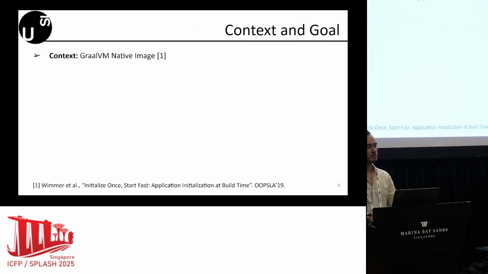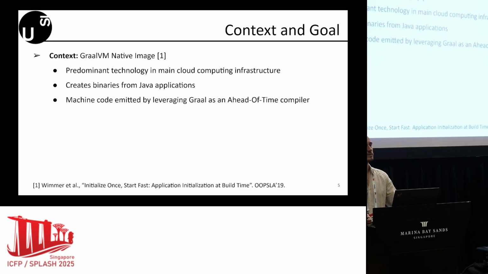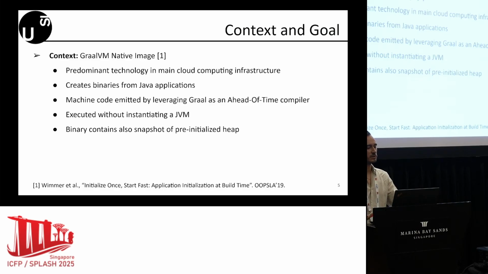In our work, we focus on GraalVM Native Image. That is a predominant technology used in main cloud computing infrastructures. GraalVM Native Image allows creating binary files from Java applications by compiling the Java code, leveraging the Graal compiler when used as an ahead-of-time compiler. These binaries can be executed without the need of instantiating a Java virtual machine and also contain a snapshot of the pre-initialized Java heap memory to further speed up the startup.